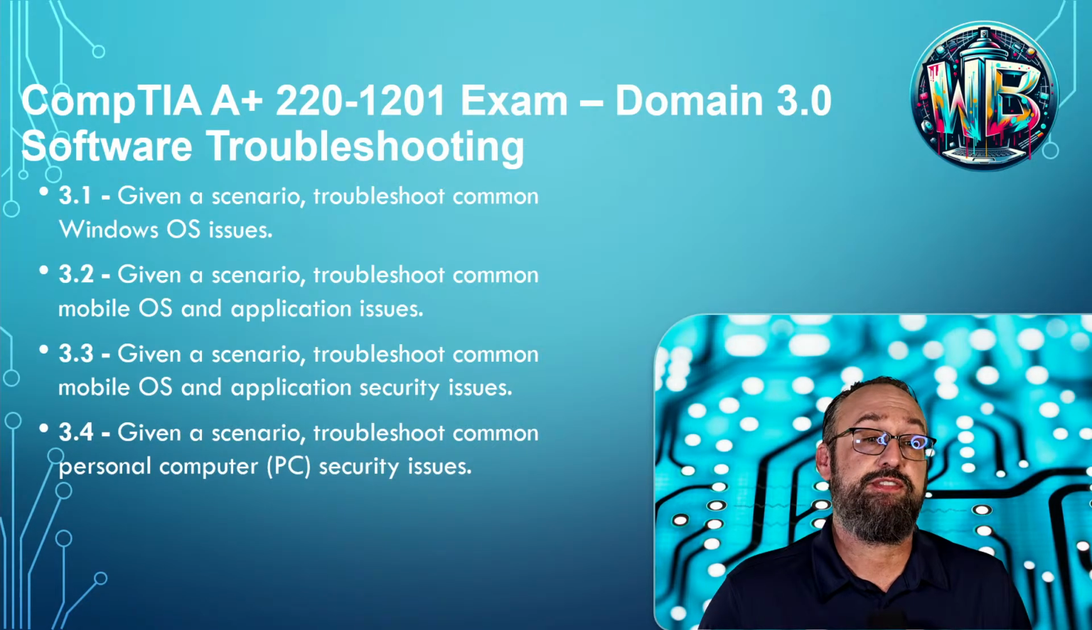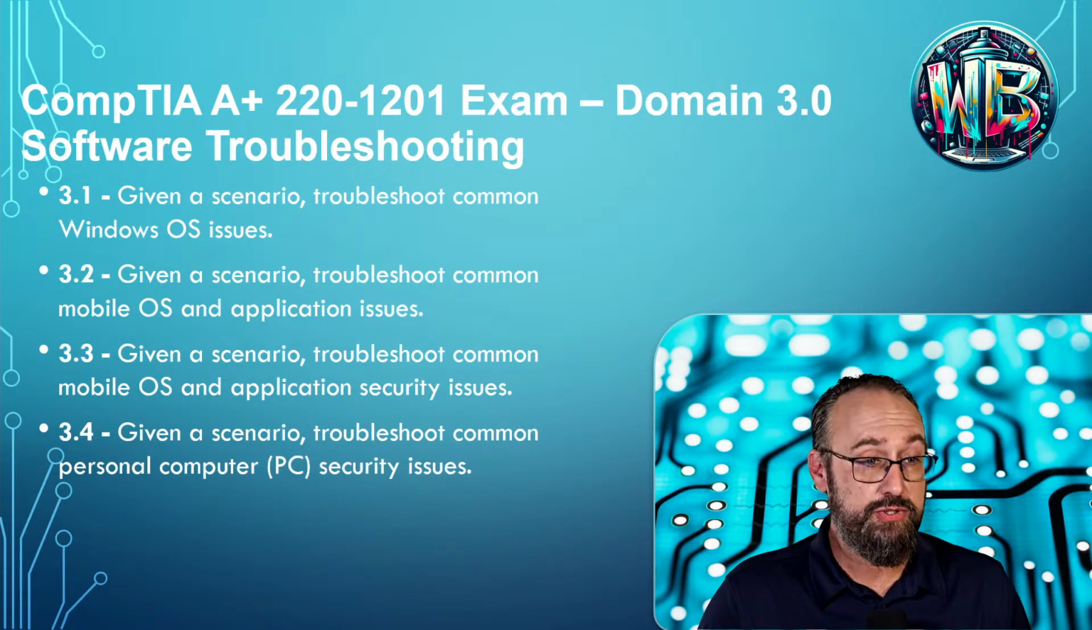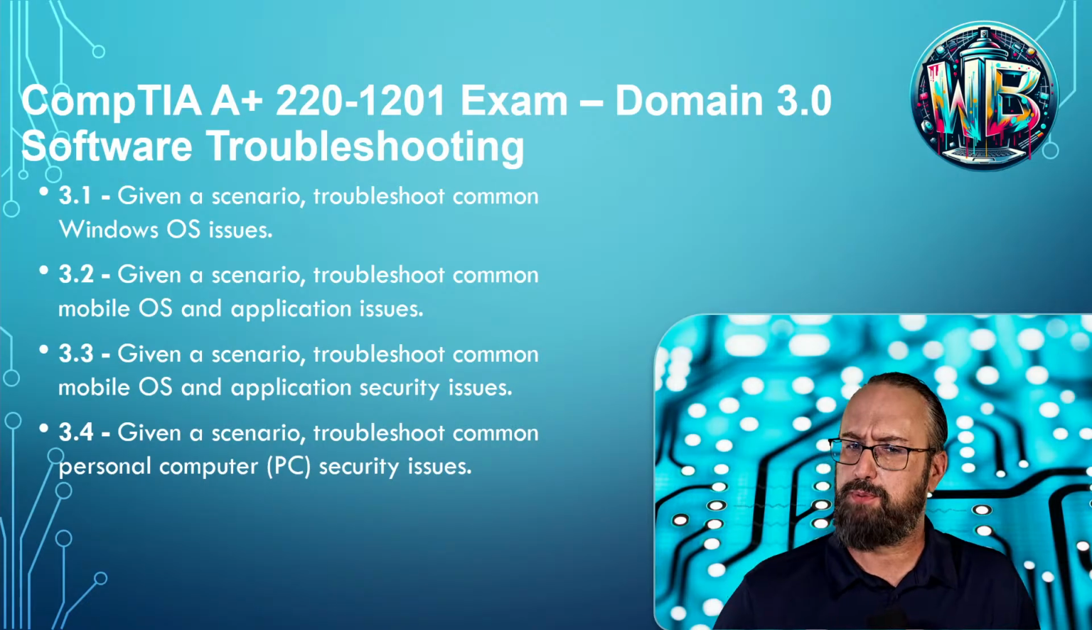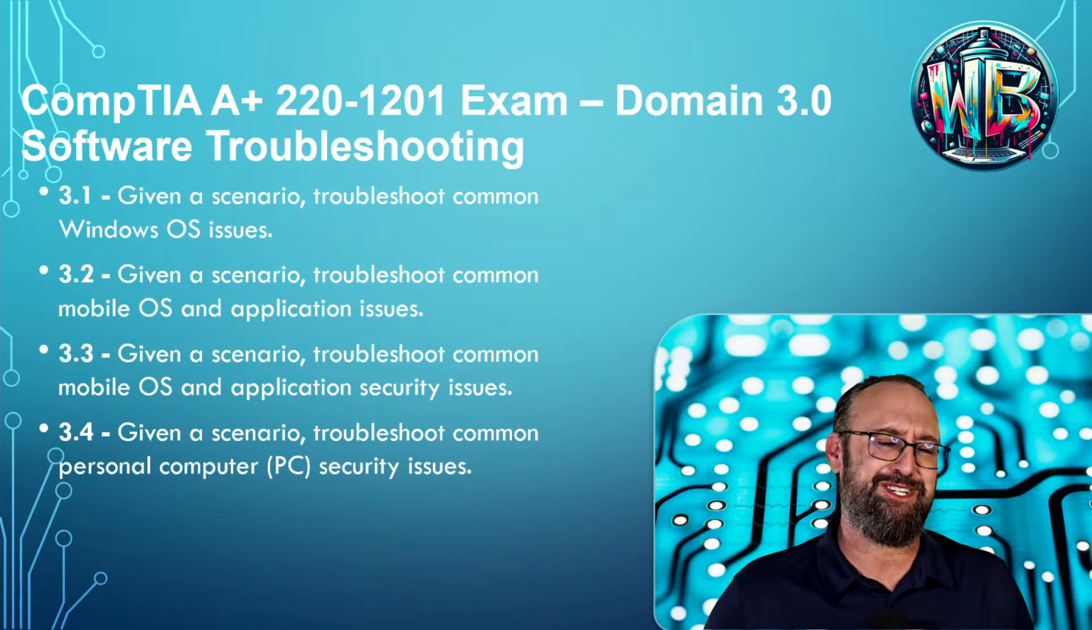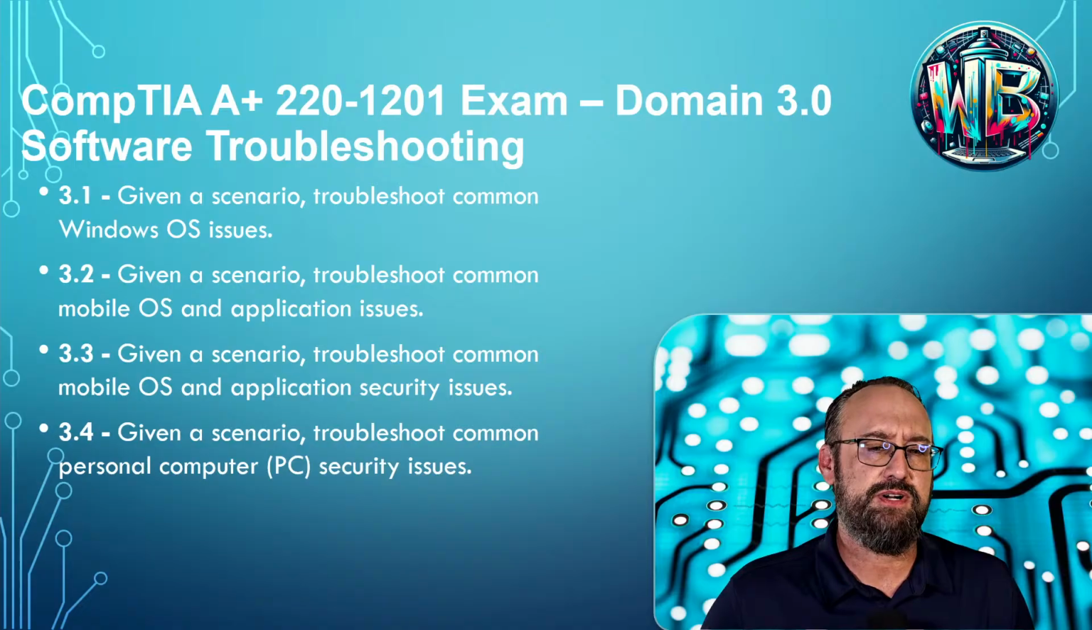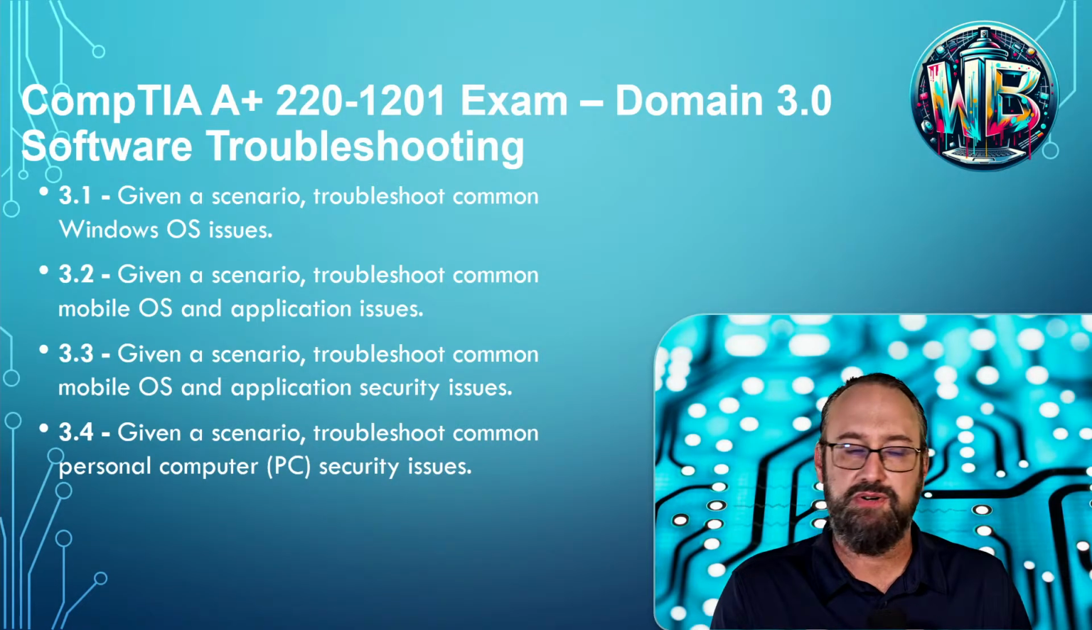Next up, we have 3.4. When we look at 3.4, this is given a scenario, troubleshoot common personal computer security issues, and a variety of different common symptoms here, such as unable to access your network, right?